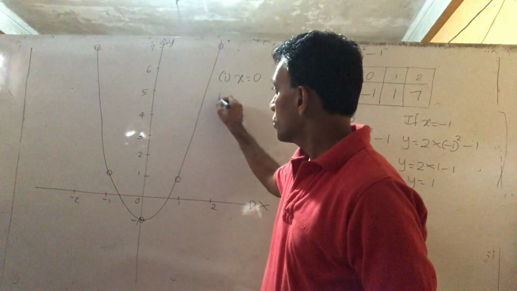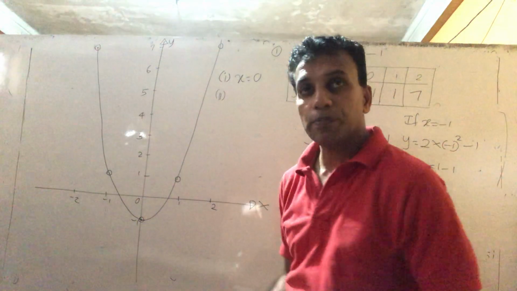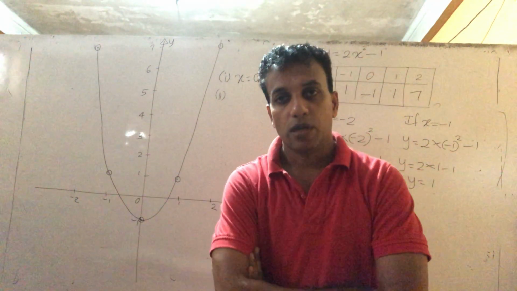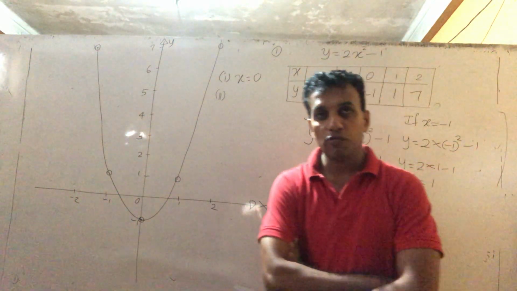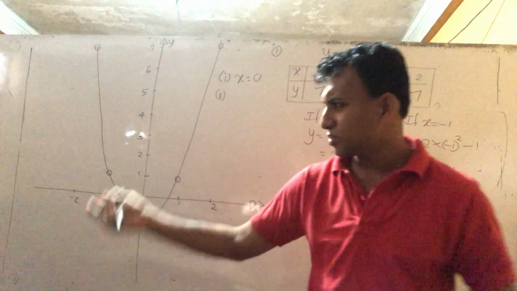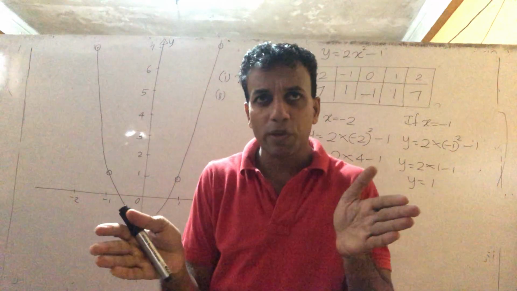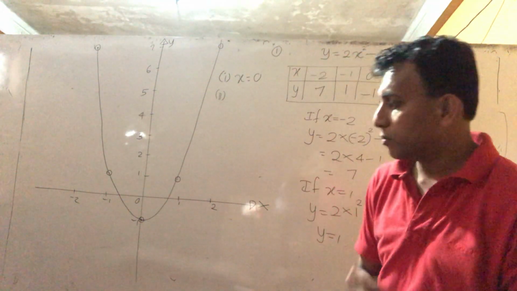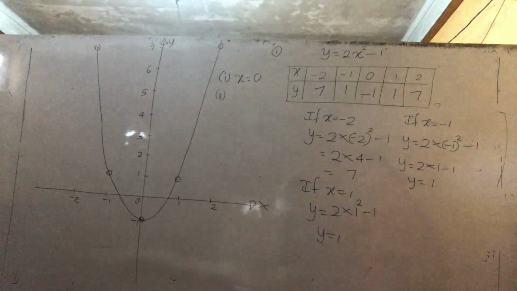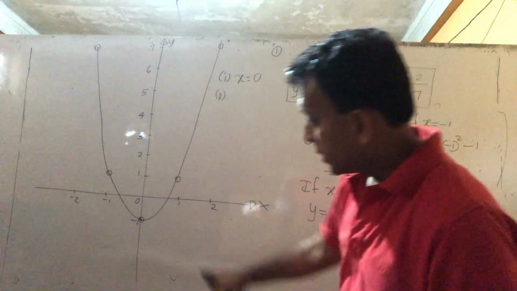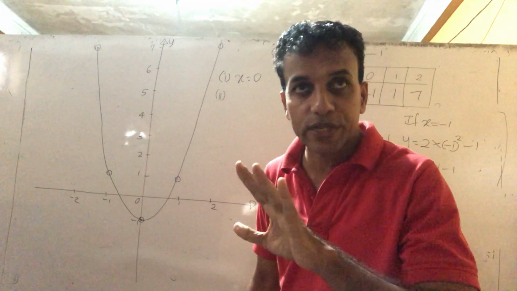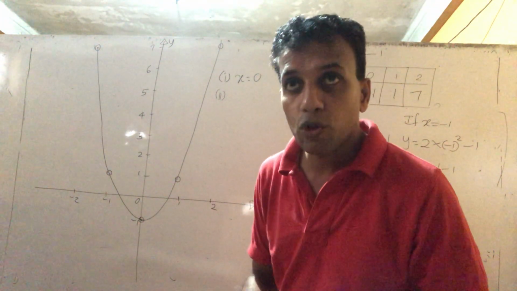Number 2, second part: write the minimum value of the function. For those who have followed my video series, it's a simple problem. Every graph has a minimum or maximum. This one has a minimum. The minimum value is the y value, not the x value. So what is the y value? Minus 1.